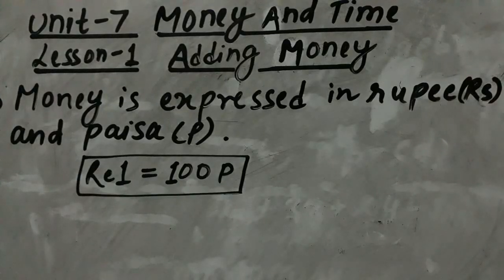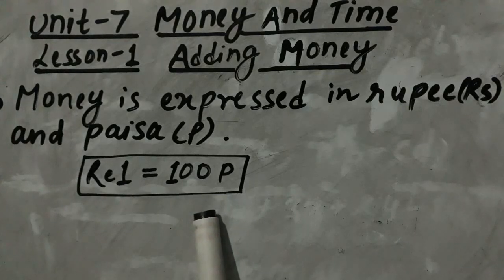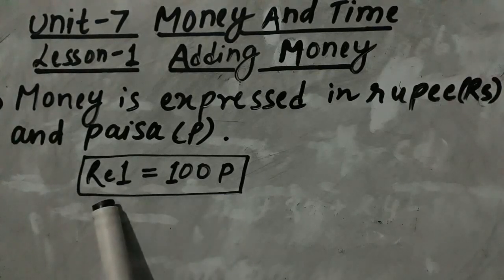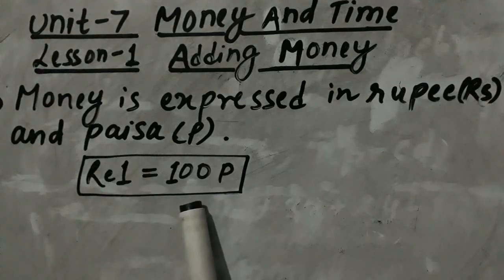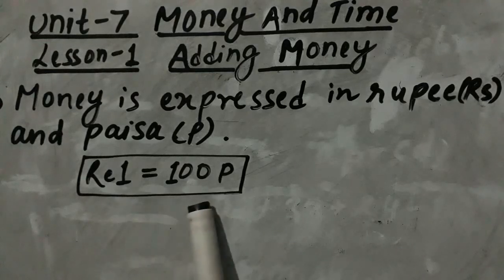So students, you can see on the board, money is expressed in rupees and paisa. So money is expressed in rupee and paisa, and 100 paisa is equal to 1 rupee. So it means, students, in 1 rupee there is 100 paisa.